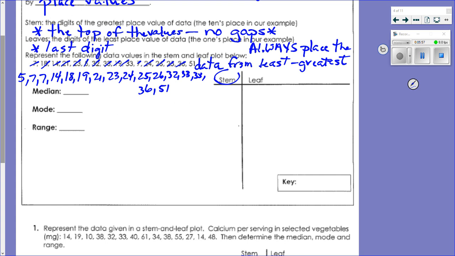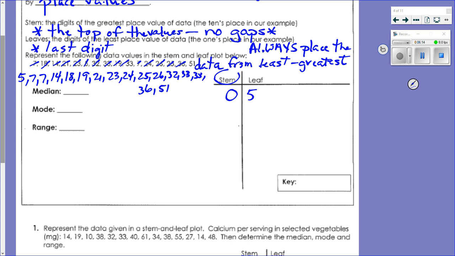How many tens are in the number 5? 0. How do I represent that mathematically? 0. It's not a trick question. So my first stem is a 0. Why? Because my first data point is a 5. So a 0 and a 5 represent the number 5.